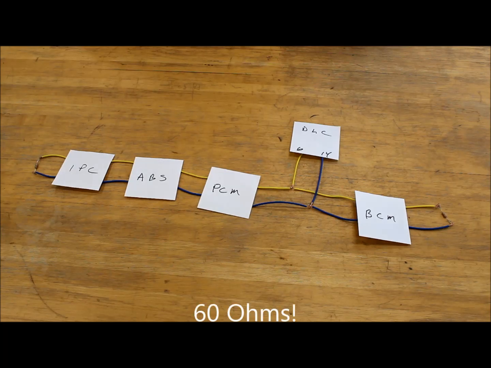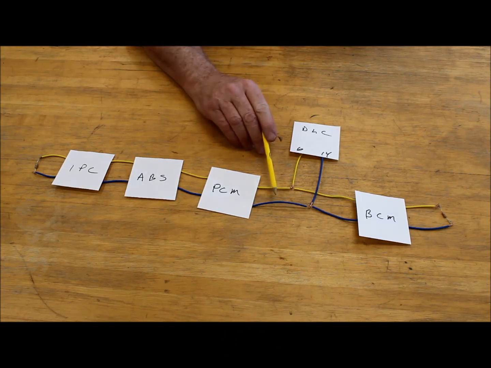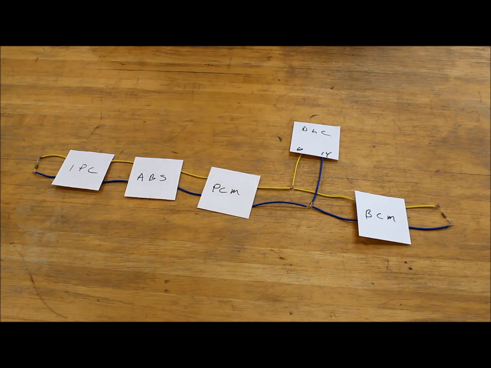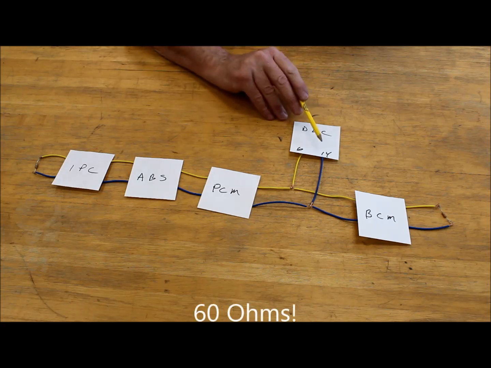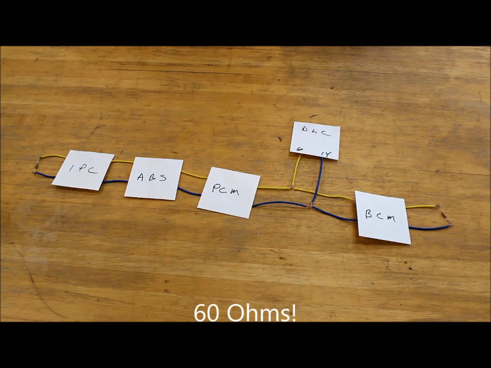If I read 120 k, that tells me I'm only going through one of these resistors. In other words, one of my branches of the network is open, disconnected, or one of these resistors is open. So I expect to see 60 k if I put an ohm meter from pins 6 and 14. And we will try that exact thing on a real vehicle in a little bit.